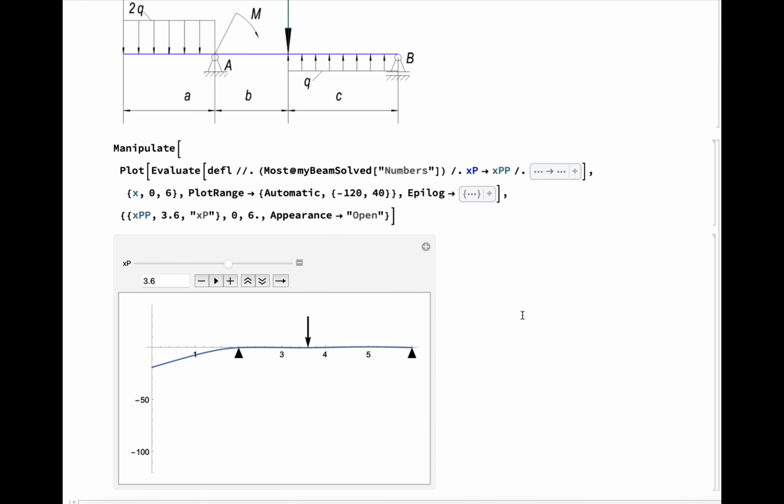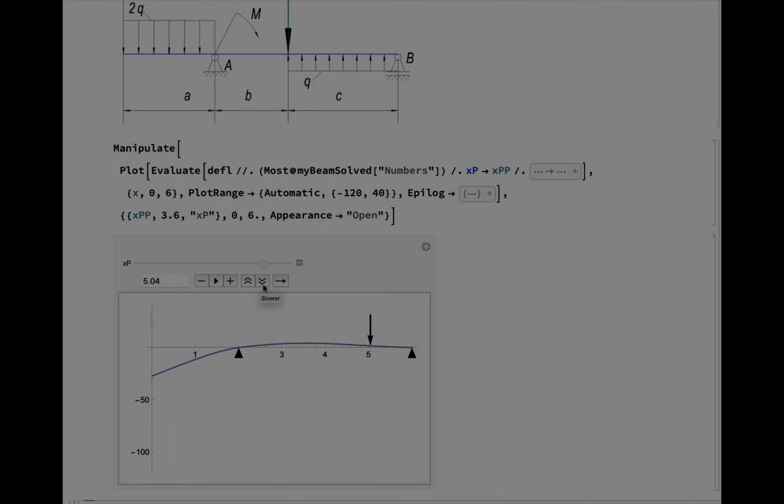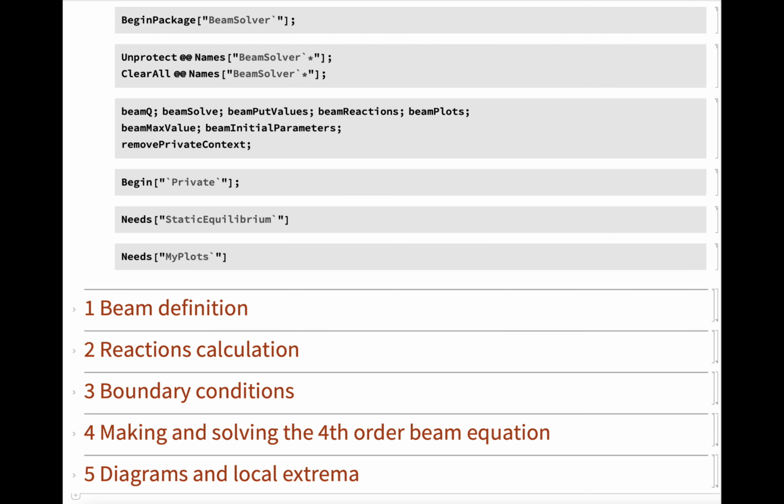For simplicity, I'm not showing here the loadings that remain unchanged. Let's move the slider. Isn't it great to just move the slider left and right, immediately getting all the shapes? Now let's discuss some technical details and see the inside of the module.